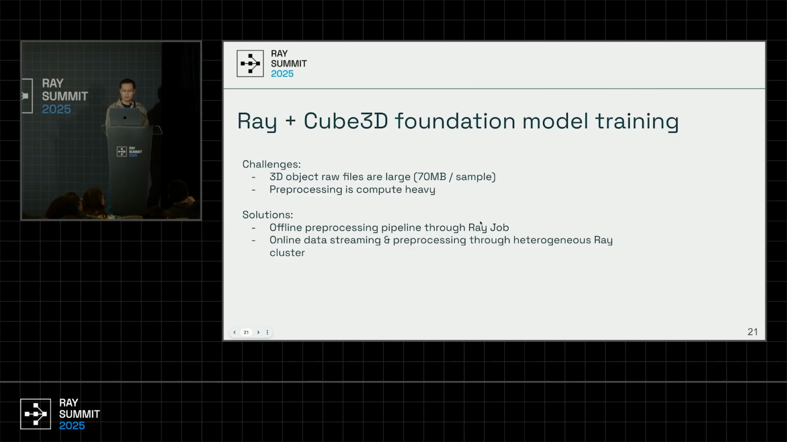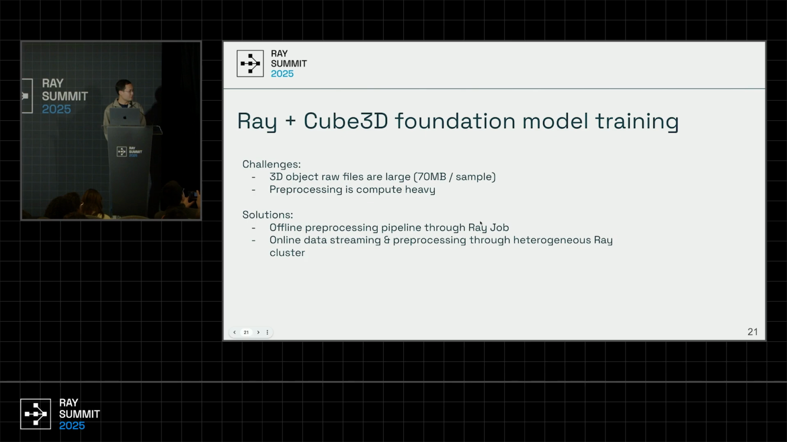Next, I'm going to talk about the 3D foundation model and how we train this model with the help of Ray. When training this model, our biggest problem stems from the large size of our raw data sets. A typical 3D object raw file can be as large as 70 megabytes, and our data sets contain tens of millions of these files. Feeding the raw files to the model is unrealistic. We need to do heavy pre-processing of the raw files to get the usable data that the model can train on. This process can be both network and compute heavy.